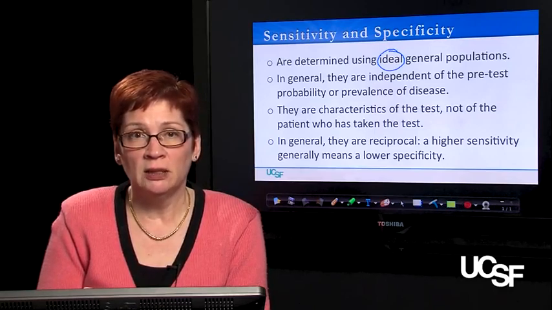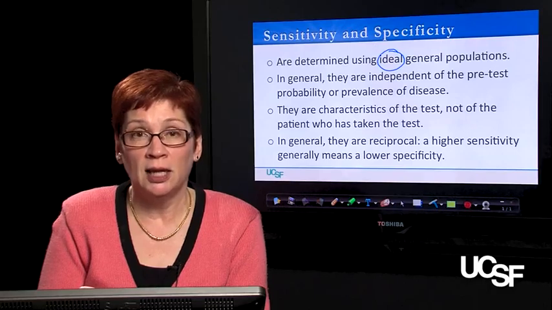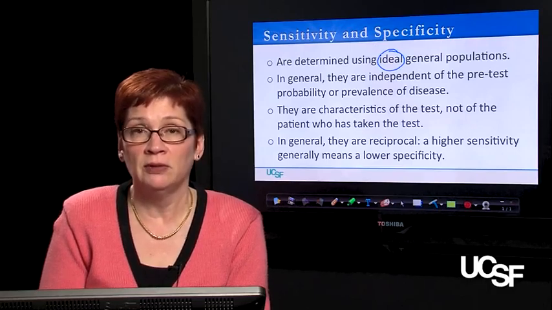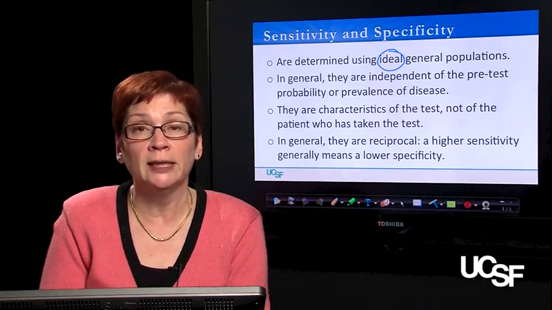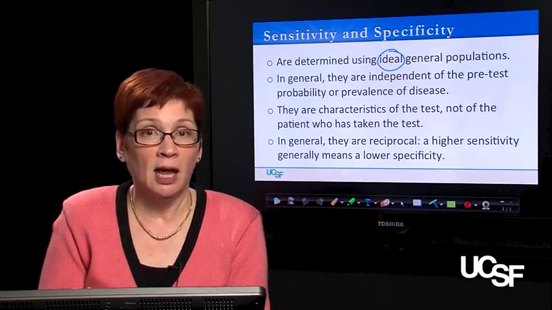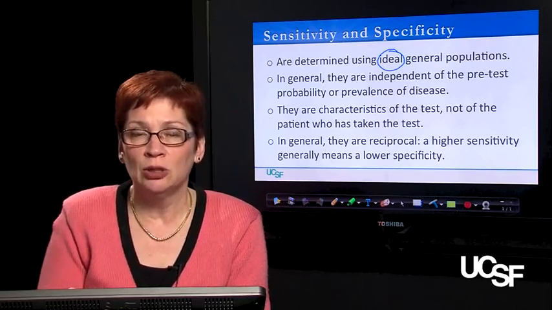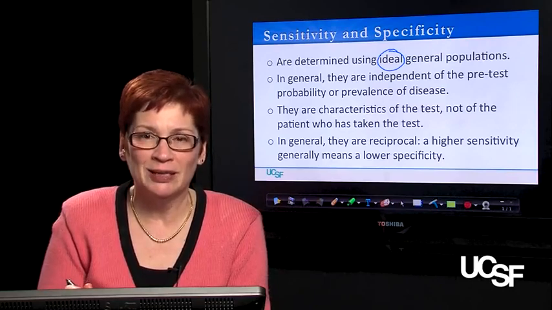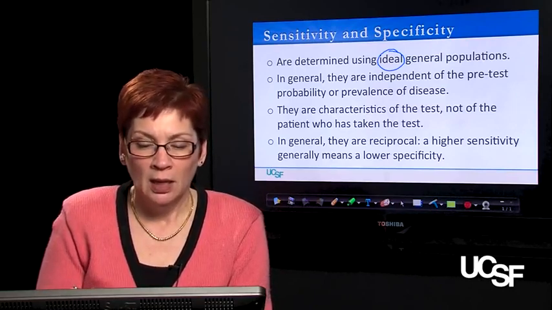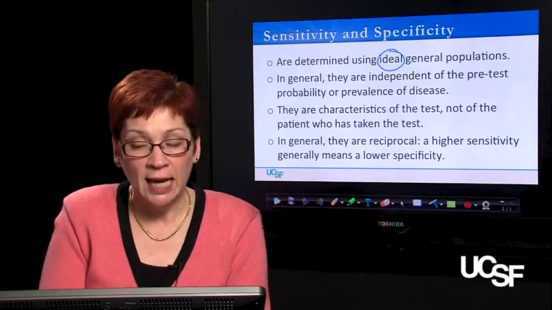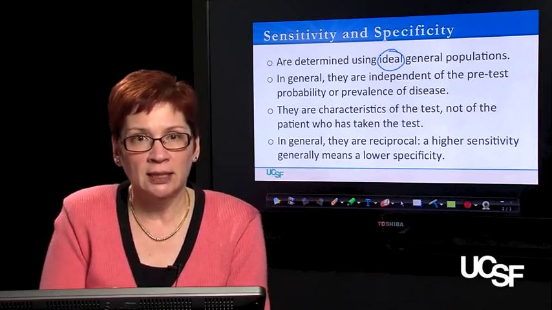If the test has been tested in a population that has a very high pretest probability of disease, it might perform a little bit differently in a population that's got a more mixed probability. But this is sort of evidence-based medicine 201, and we're still on evidence-based medicine 101. As I mentioned, they're characteristics of the test themselves, not of the patient who has taken the test.